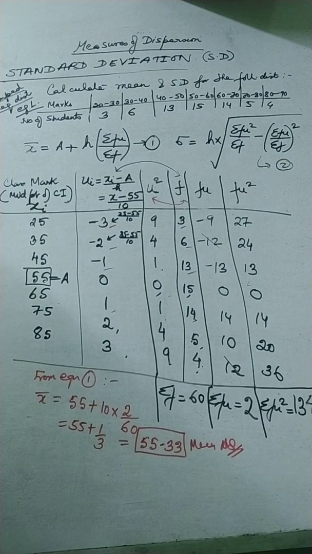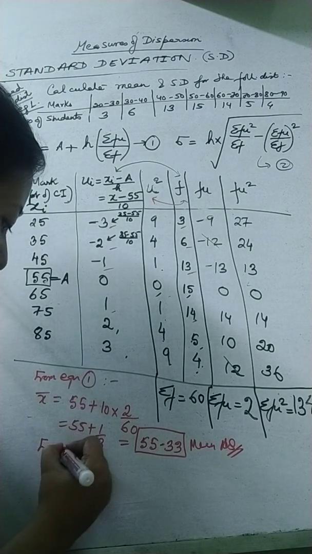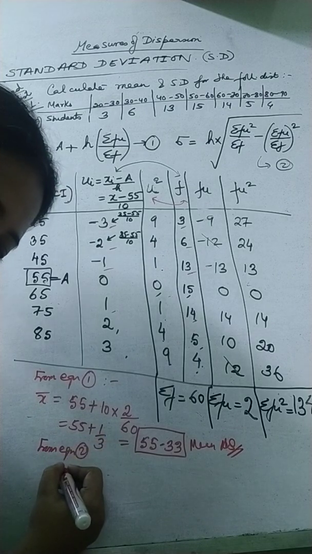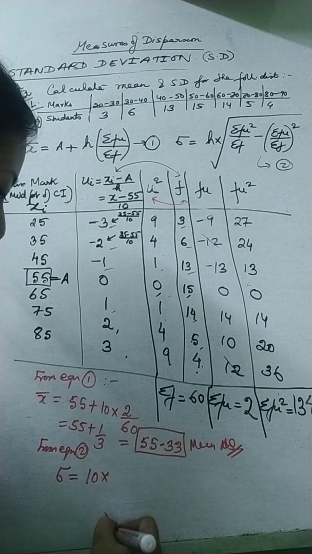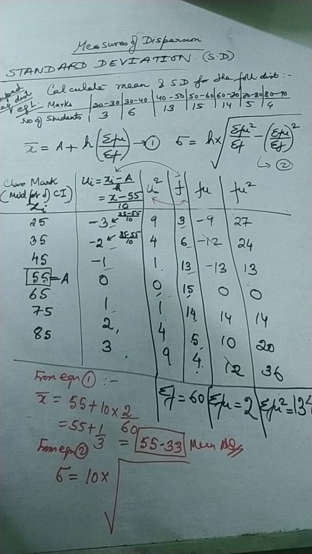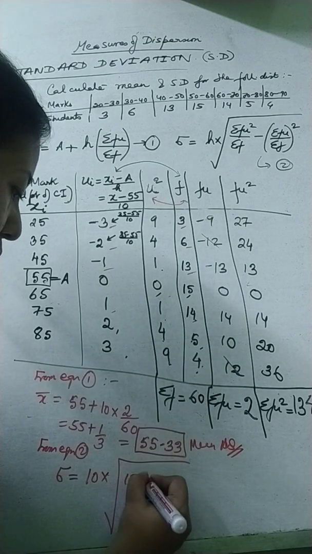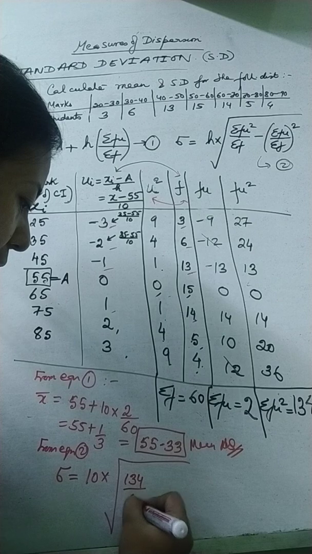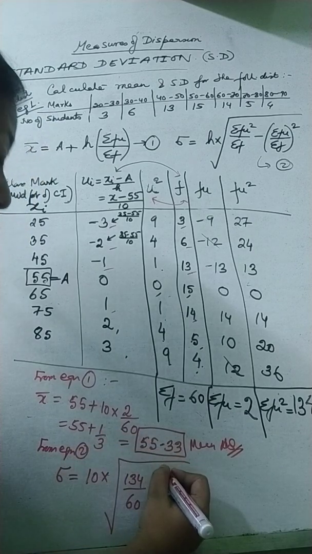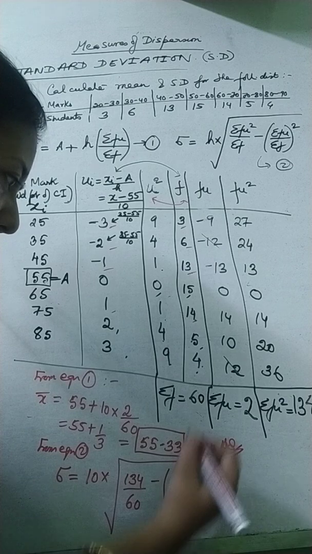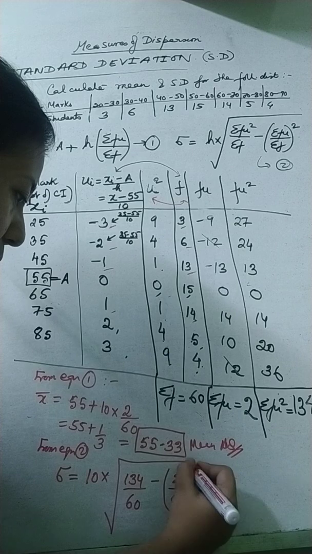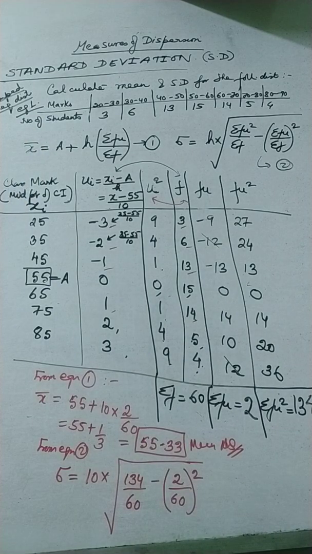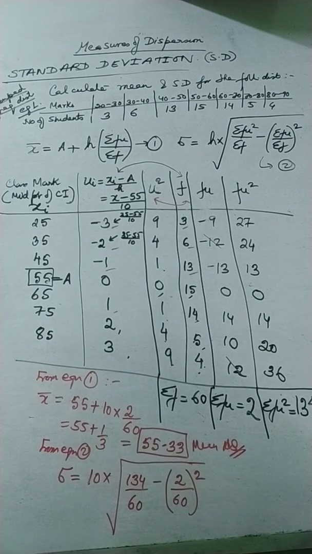Similarly, standard deviation from equation 2. I hope you can see. Sigma is equal to 10 into root over summation fu square 134 by summation f 60 minus summation fu by summation f. Summation fu is your 2 by summation f is your 60, and square of that. This is what I have. So what does it give me? Do I have space here? Yes, I have. So I'll write over there.